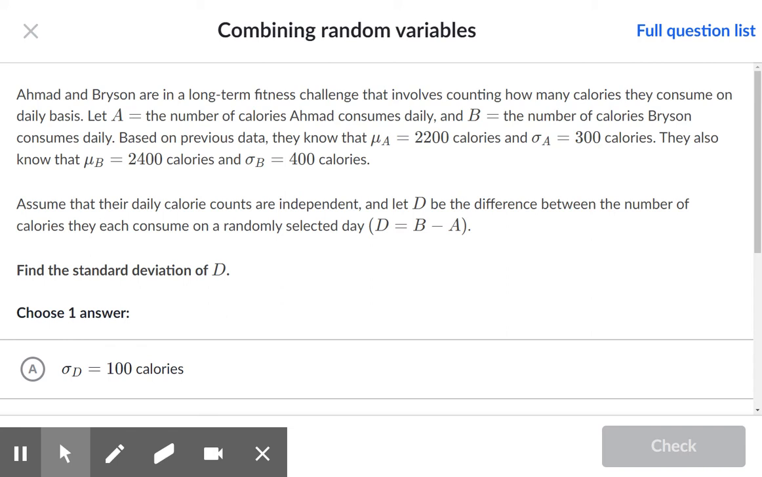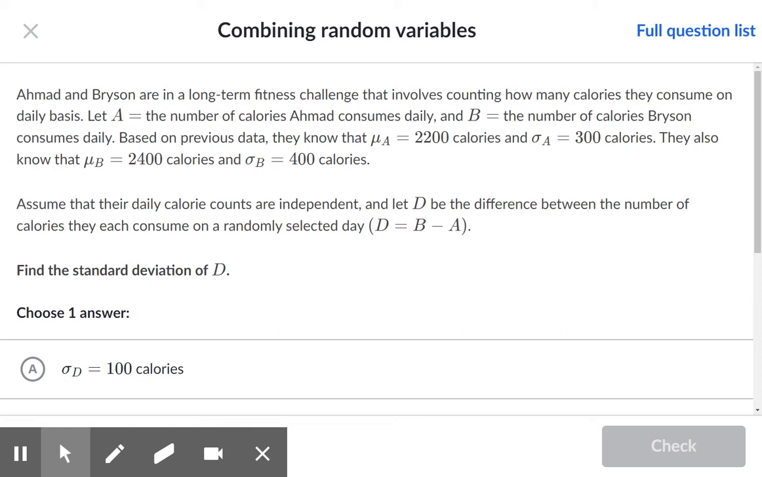You take 2,400 minus 2,200, and that will give you 200. So that's the mean for D. But we are asked for the standard deviation. So let me tell you this now: you cannot take the standard deviation of B minus the standard deviation of A. You can't subtract standard deviations. You have to remember that.